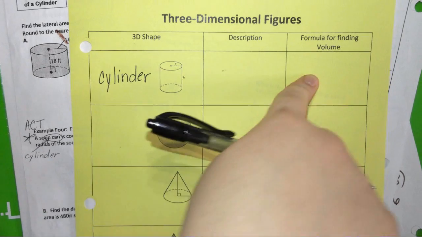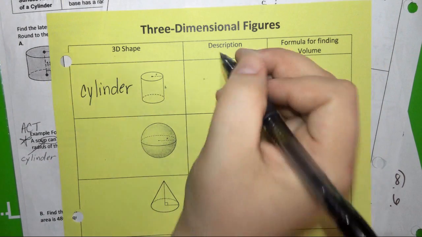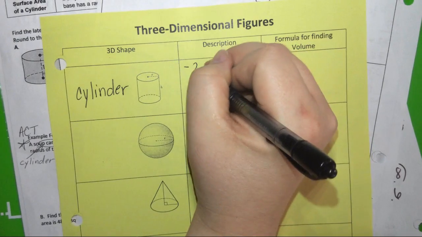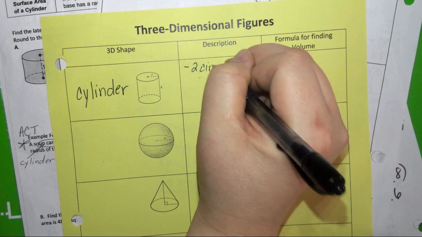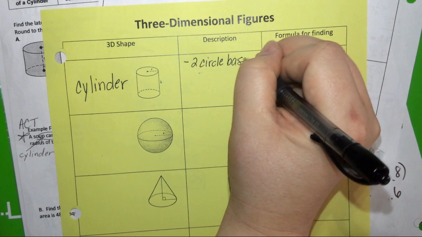You can write down the volume formula as well if you would like. I'm going to have a very short description. Tell me something you notice about a cylinder. Okay, the 2 bases, and what are the 2 bases? So 2 circle bases. I should probably say circular, but that's just too much. 2 circle bases.